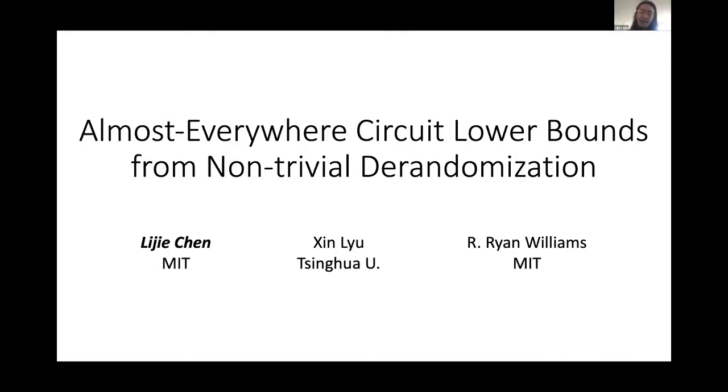Hello everyone, I'm very happy to present my joint work with Xinrui from Tsinghua and Ryan Williams from MIT, which is almost everywhere circuit lower bounds from non-trivial de-randomization.